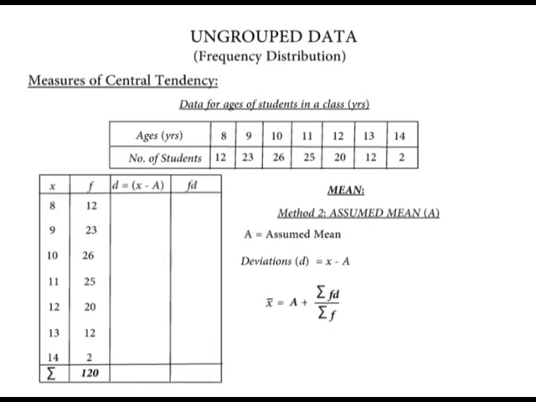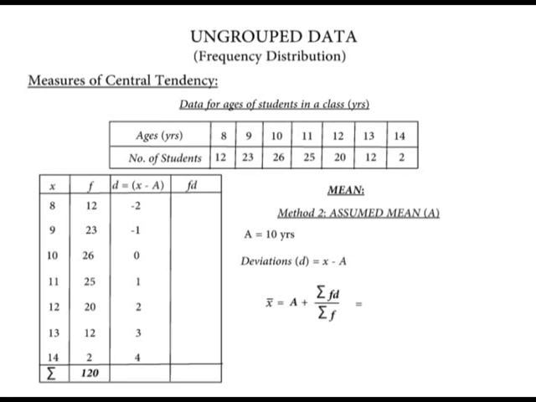Let's have an assumed mean of 10. We now calculate D. 8 minus 10 is minus 2. 9 minus 10 is minus 1. 10 minus 10 is 0. 11 minus 10 is 1. 12 minus 10 is 2. 13 minus 10 is 3. And 14 minus 10 is 4.